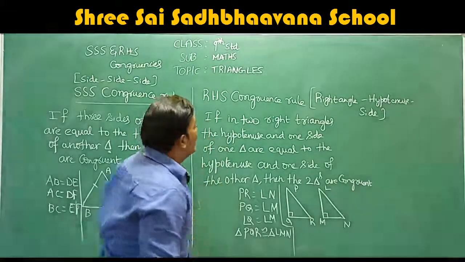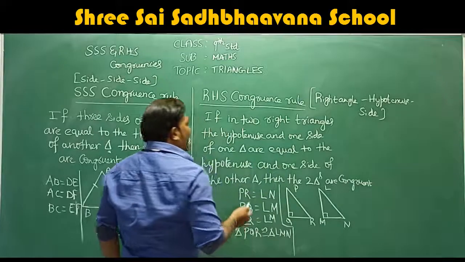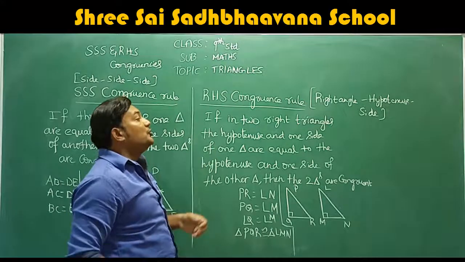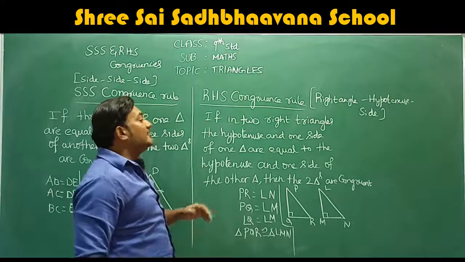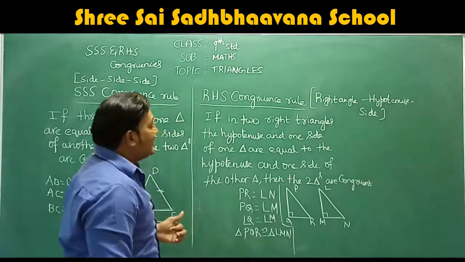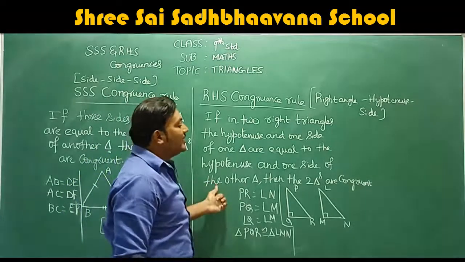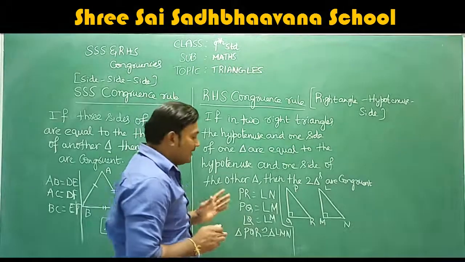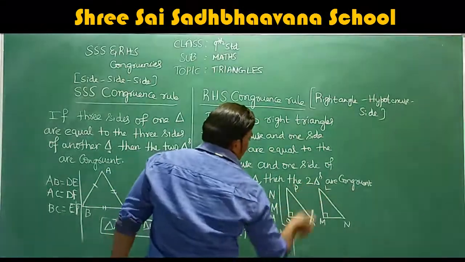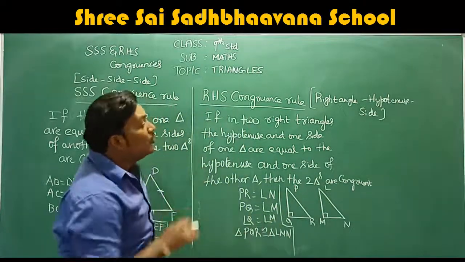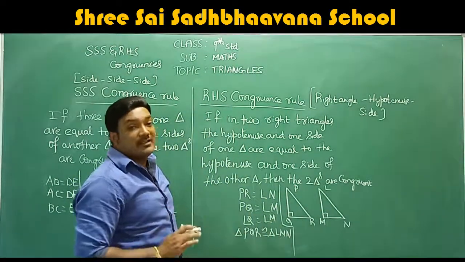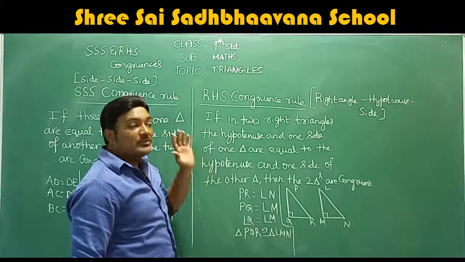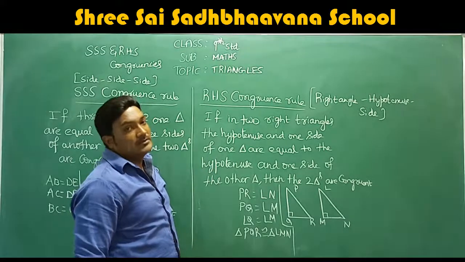Let me read the statement. If in two right triangles, you can also write right angle triangles, the hypotenuse and one side of one triangle are equal to the hypotenuse and one side of the other triangle, then the two triangles are congruent. Let me consider two right angle triangles. Remember, this congruence rule is applicable only for right angle triangles. This congruence rule is not applicable for other types of triangles.